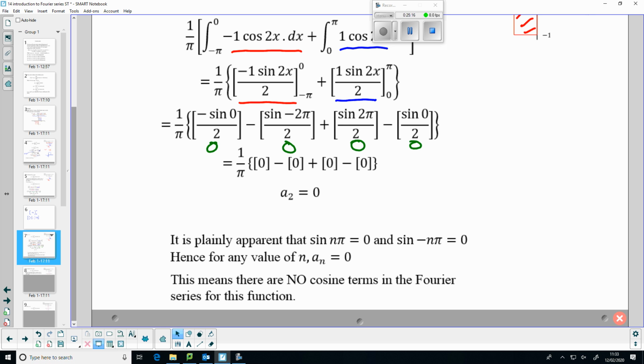Okay, you all happy? There are no cosine terms. We check both odd and even. They both come out as zero. It's going to stay that way. All right. Can I move on?